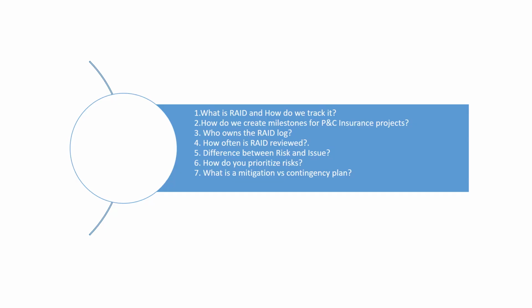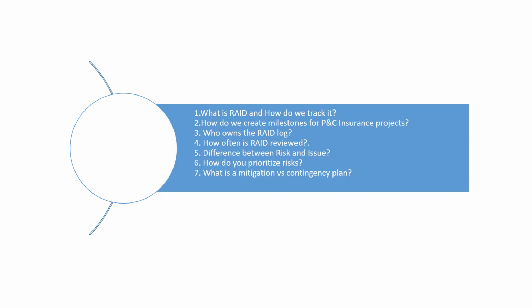Next question is: how do we prioritize the risk? To prioritize the risk, we need to base it on impact and probability scoring, and the scoring can be high, medium, and low. So you should remember that prioritizing the risk is based on impact and probability scoring.